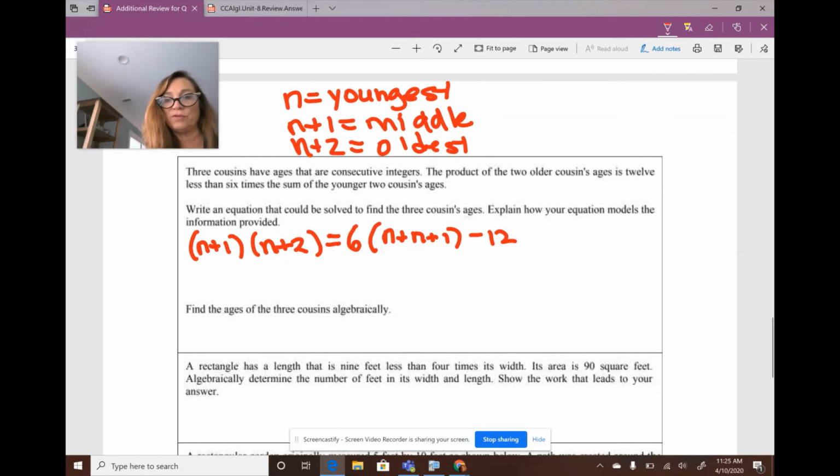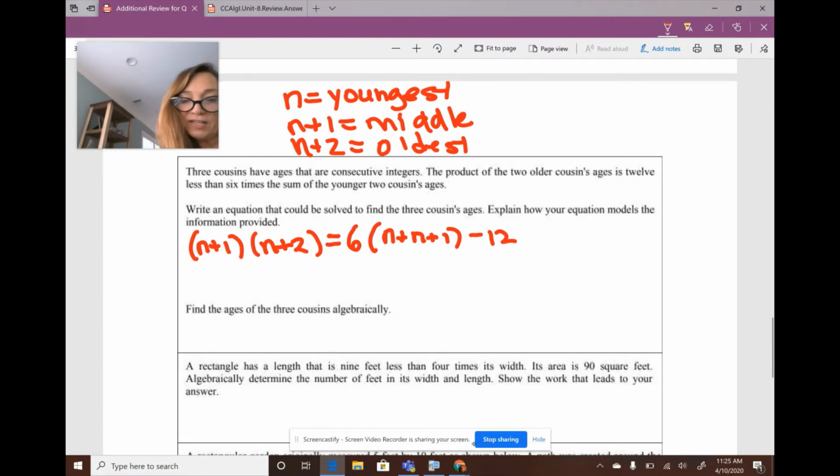It says, explain how your equation models the information. I don't really have room to write that, but I would basically say my equation models the information because product means to multiply. I multiplied the 2 oldest, and I set it equal to 6 times the sum. Sum means to add. And then since it said 12 less, I subtracted 12.